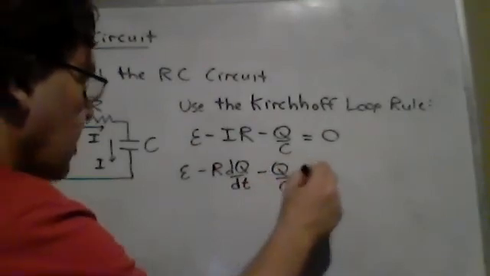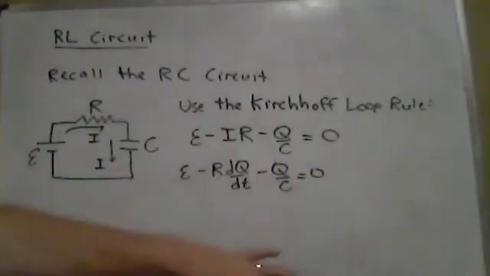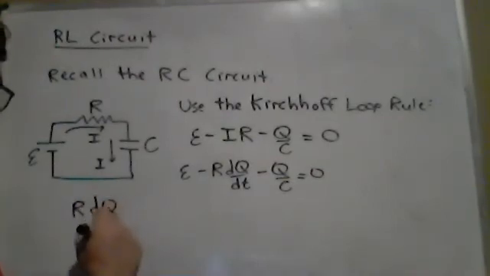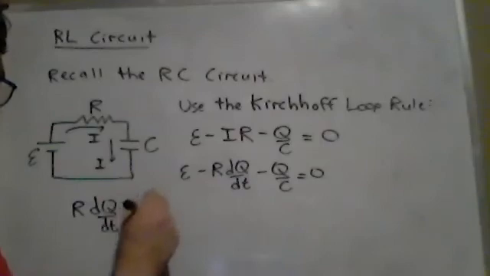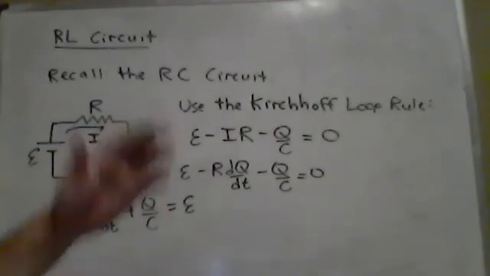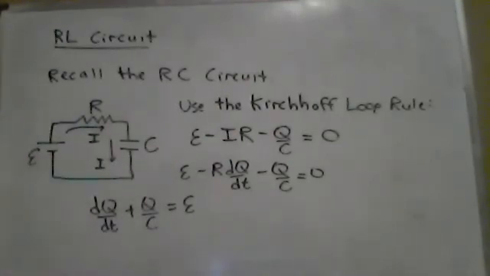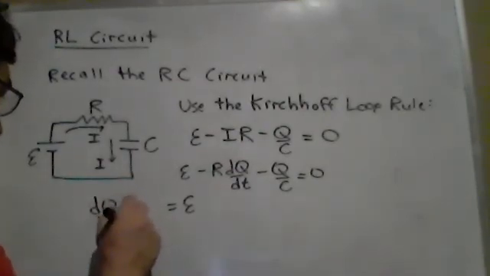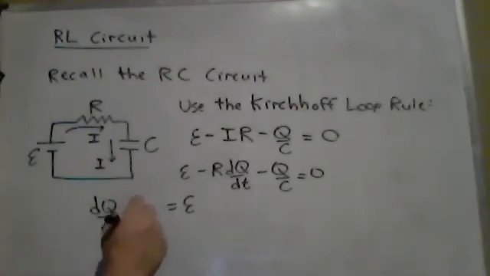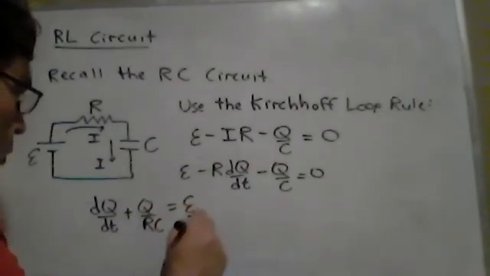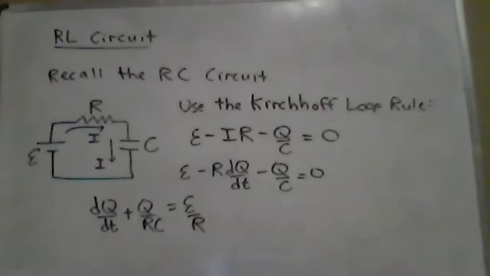This is just review, but I have epsilon minus R dQ/dt minus Q over C equals 0. Let's move the epsilon to the other side and multiply through by -1. I get R dQ/dt plus Q over C equals epsilon. Then dividing through by R, dQ/dt plus Q over RC equals epsilon over R. And what did I say again? Oh, I have a differential equation.